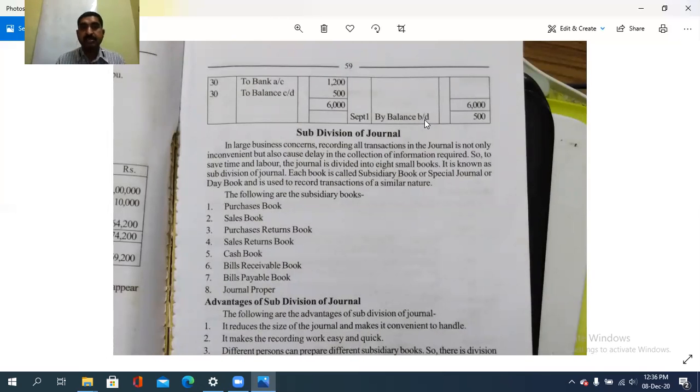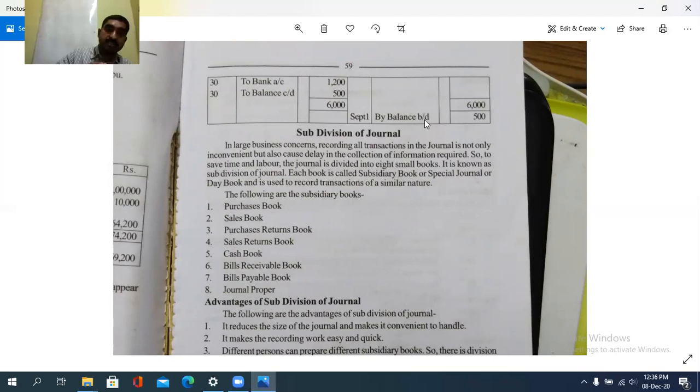In large business concerns, recording all the transactions in the journal is not only inconvenient, but also causes delay in the collection of the information required. So to save time and labor, the journal is divided into small books. It is known as subdivisions of journal. Each book is called a subsidiary book or special journal or day book, as it is used to record the transactions of a similar nature.